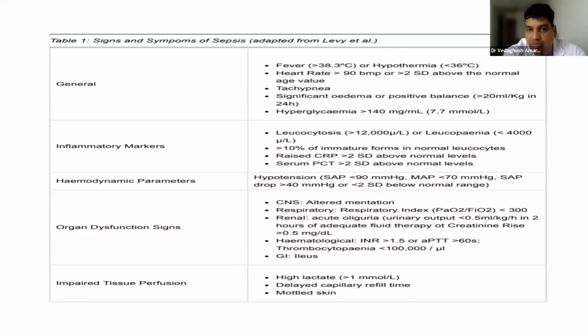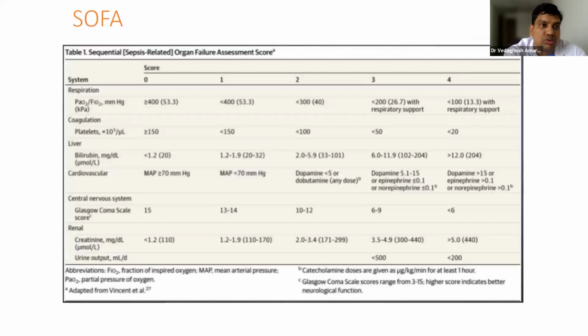There are many prediction scores available, but the most common prediction score, the sequential organ failure assessment score, is being used all over. What is this score? It is an assessment score which uses simple measures for different organ systems and grades accordingly from 0 to 4. A SOFA score greater than 2 indicates severe sepsis, and with every 2 point increase in the SOFA score, the mortality increases by 10 to 20%. So, for example, if the score is 15, the patient might have a 90% mortality. But there are issues with it also. We'll discuss it further.